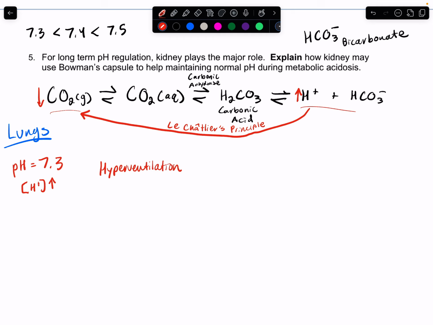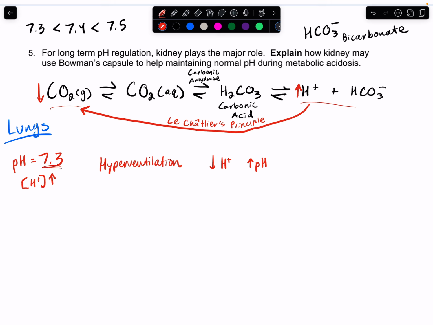When you have less CO2, the equilibrium is going to shift to the left to make more CO2, and you're going to end up decreasing the concentration of H+, which will increase the pH. And so if you increase the pH, you are resolving this initial scenario of 7.3, and you are a little more happy. So you're going to be around 7.4 again.